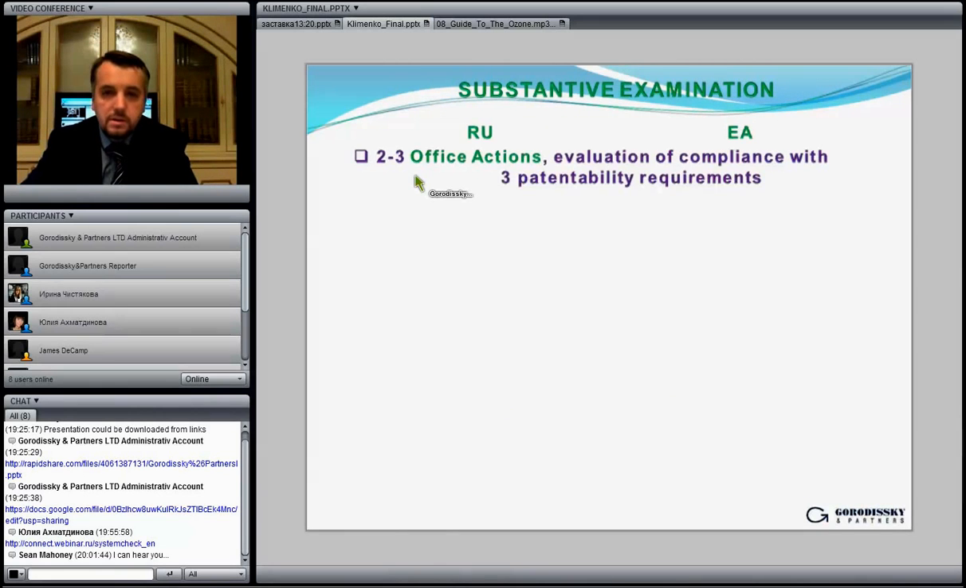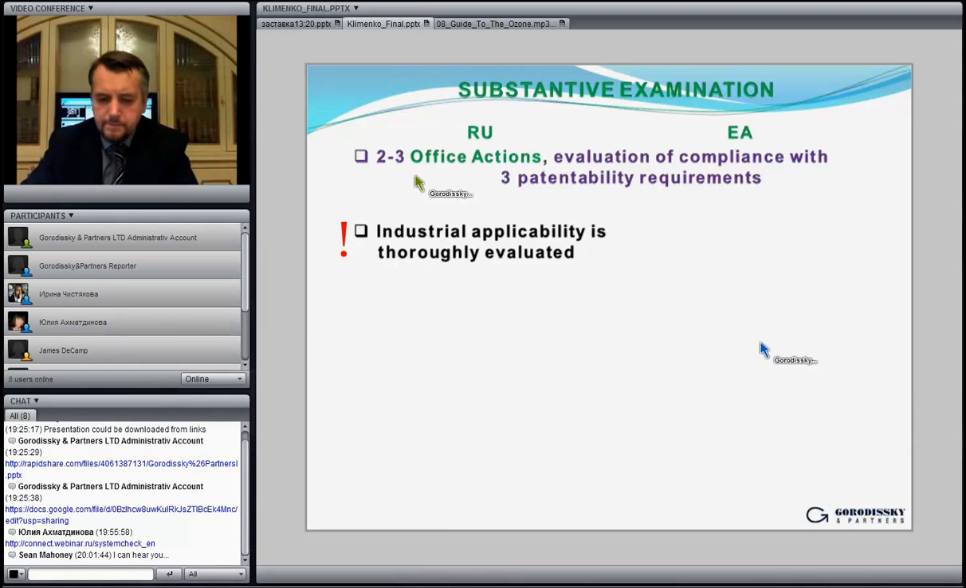Substantive examination consists of issuance of two or three office actions which discuss the patentability, compliance of your invention with patentability criteria. The reason why I mention this is that unlike Eurasia, where industrial applicability is rarely an issue, in Russia, the Russian Patent Office has adopted a very peculiar approach to assess industrial applicability.